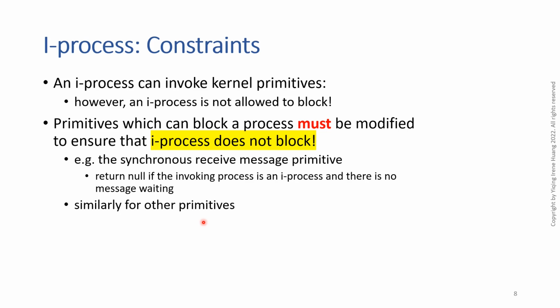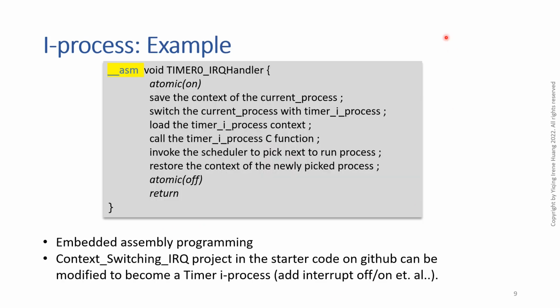So I would like you to think about what the other blocking version of the primitive is and how you should change it. Let's take a look at one example implementation of the timer I process. The timer I process enters through the timer IRQ. Here we use timer 0, and we immediately turn off the interrupts because we don't handle nested interrupts.